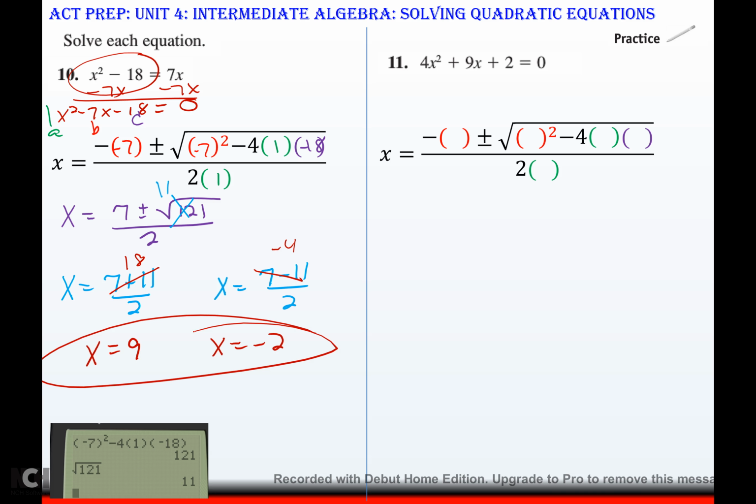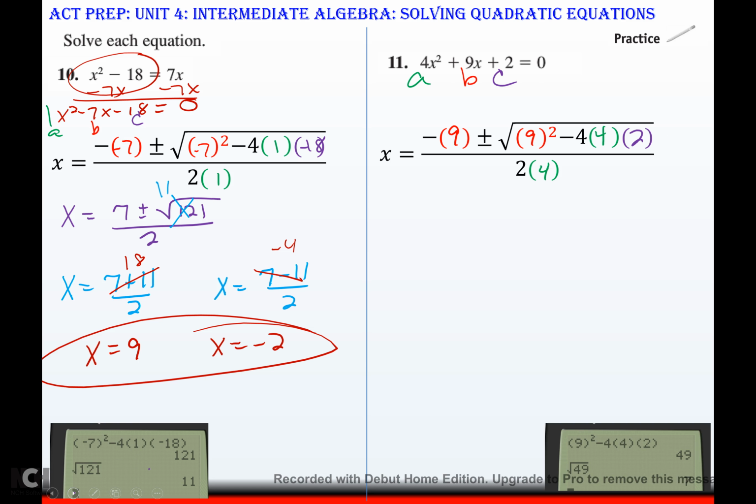Okay, number 11 is in standard form, so that tells me that b is positive 9, that a is 4, and that c is 2. Typing just what's under the radical, I get 49. So I have x equals negative 9 plus or minus the square root of 49 all over 8.